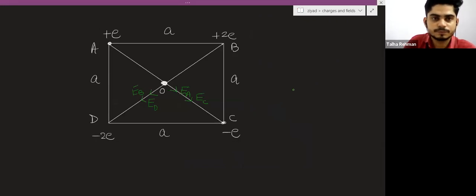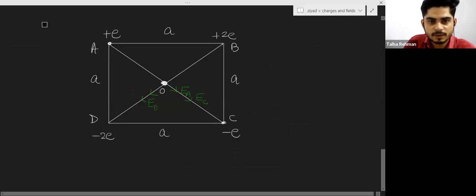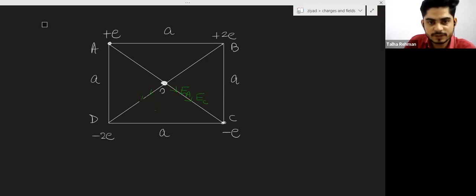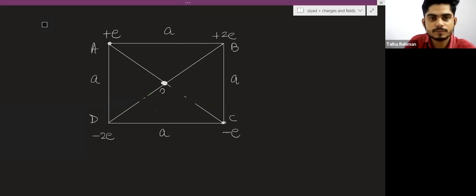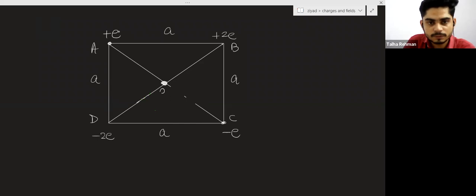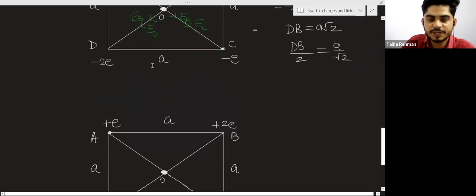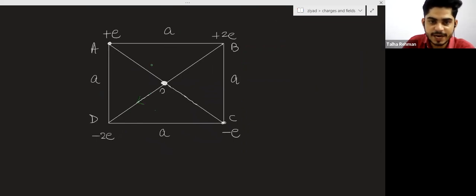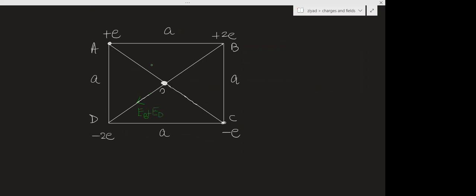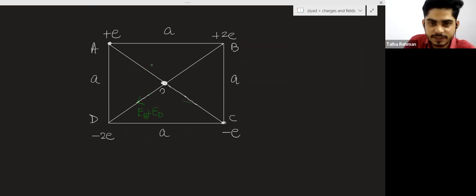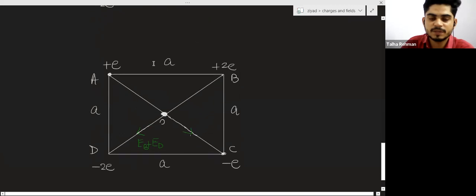So just focus here. If you add both the vectors, then this is the diagonal, and here you will get EB plus ED. In this direction, the net electric field will be EB plus ED, and in this direction, EA plus EC.